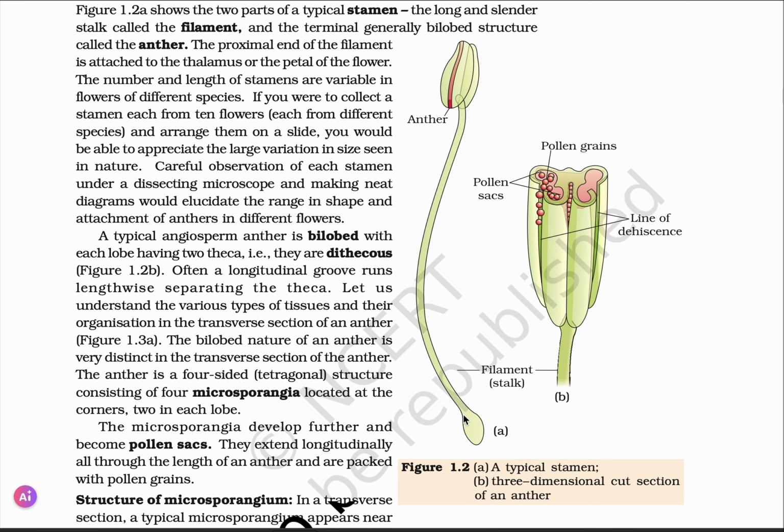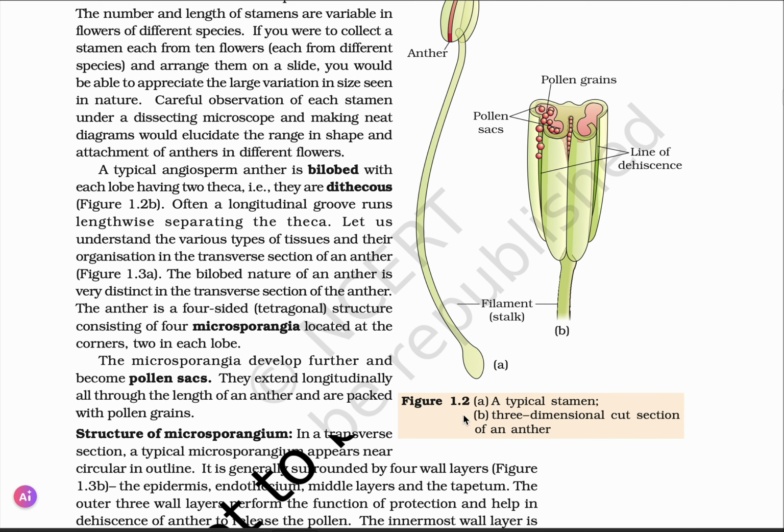The number and the length of stamens are variable in flowers of different species. If you were to collect stamens, each from 10 flowers, each from different species, and arrange them on a slide, you would be able to appreciate the large variation in size seen in nature. Careful observation of each stamen under a dissecting microscope and making a neat diagram would elucidate the range in shape and attachment of anthers in different flowers.